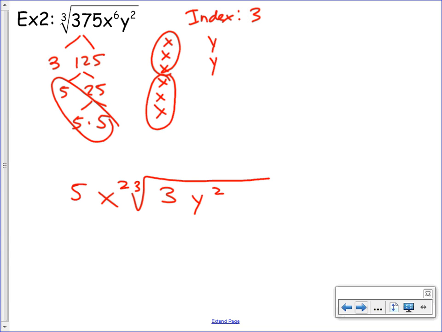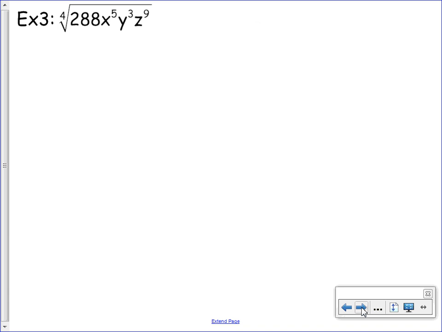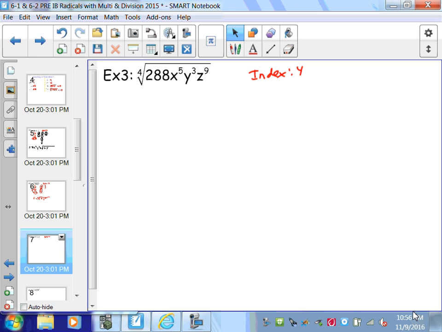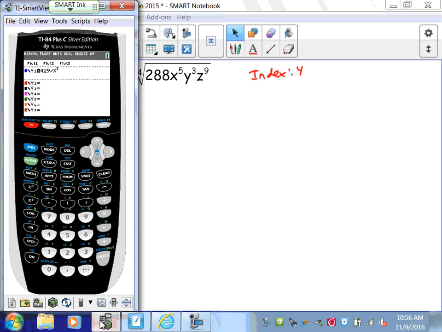Okay, here we go. Next one. What's my index? That's my index. 6. Okay, so here's how to use the calculator for this. 288 is the number divided by x to the 4th.